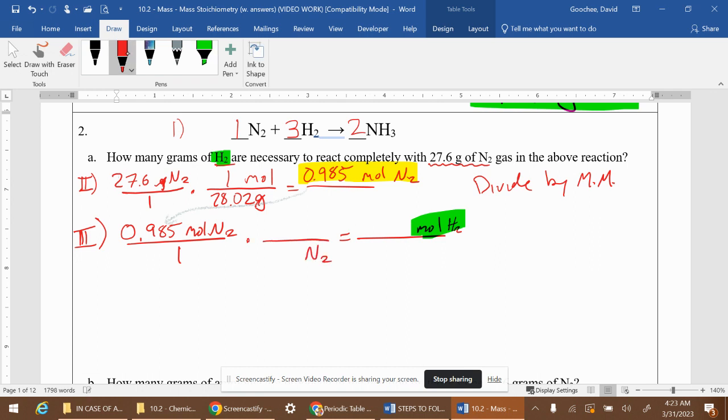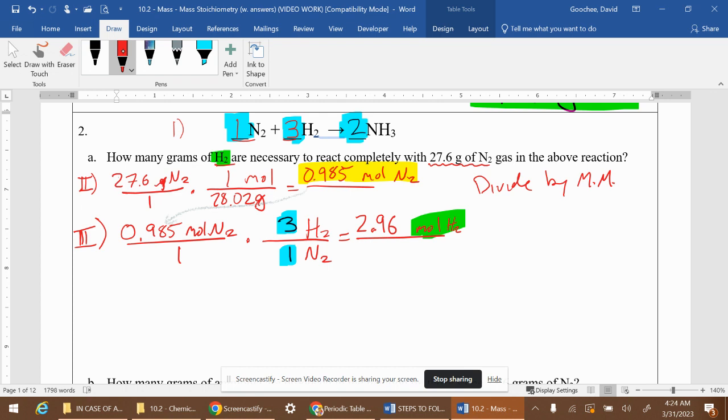Okay, we want to get out of moles of N2 into moles of H2. So out of N2, it goes on the bottom. Into H2, it goes on top. And the numbers are going to be pulled from the balanced equation right here. We see that the number in front of the H2 is 3. So 3 hydrogens for every 1 nitrogen. So we pulled those from the balanced equation. All right, so that's easy. It's just 0.985 times 3 over 1. So this becomes 2.96 moles of hydrogen.